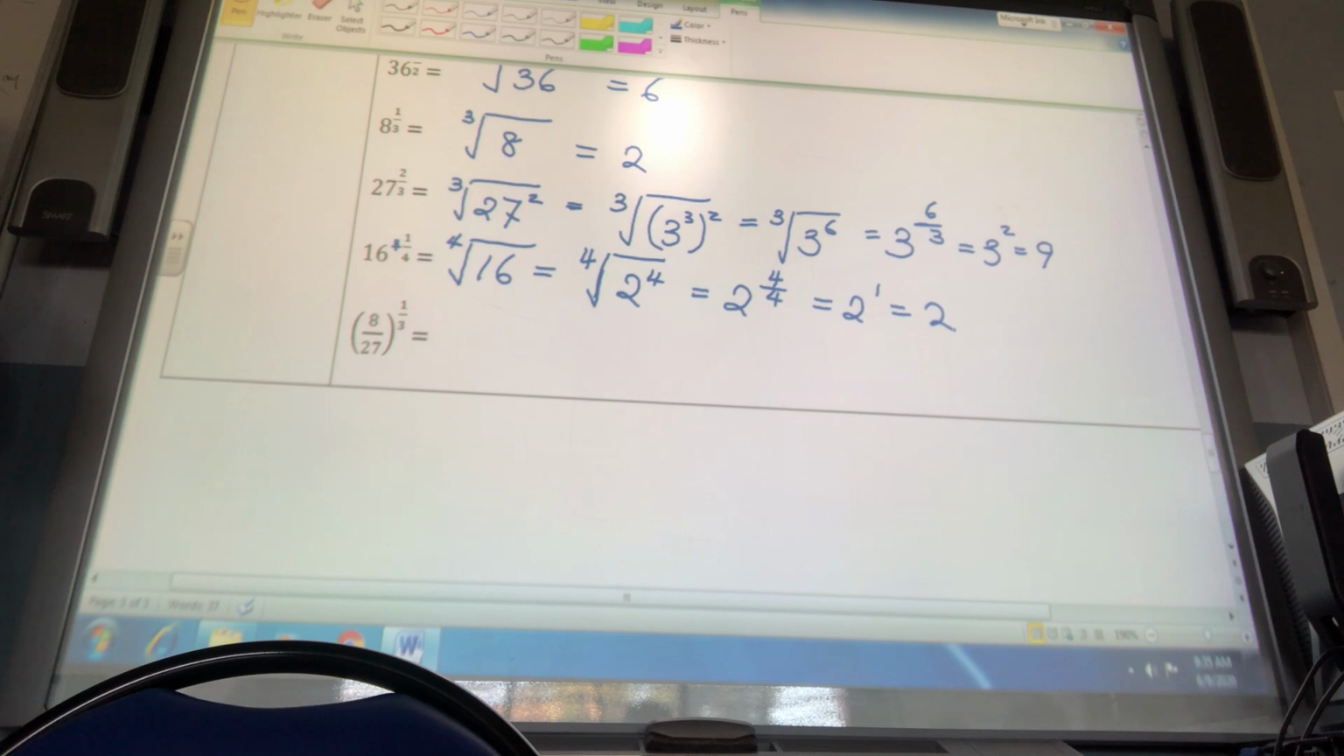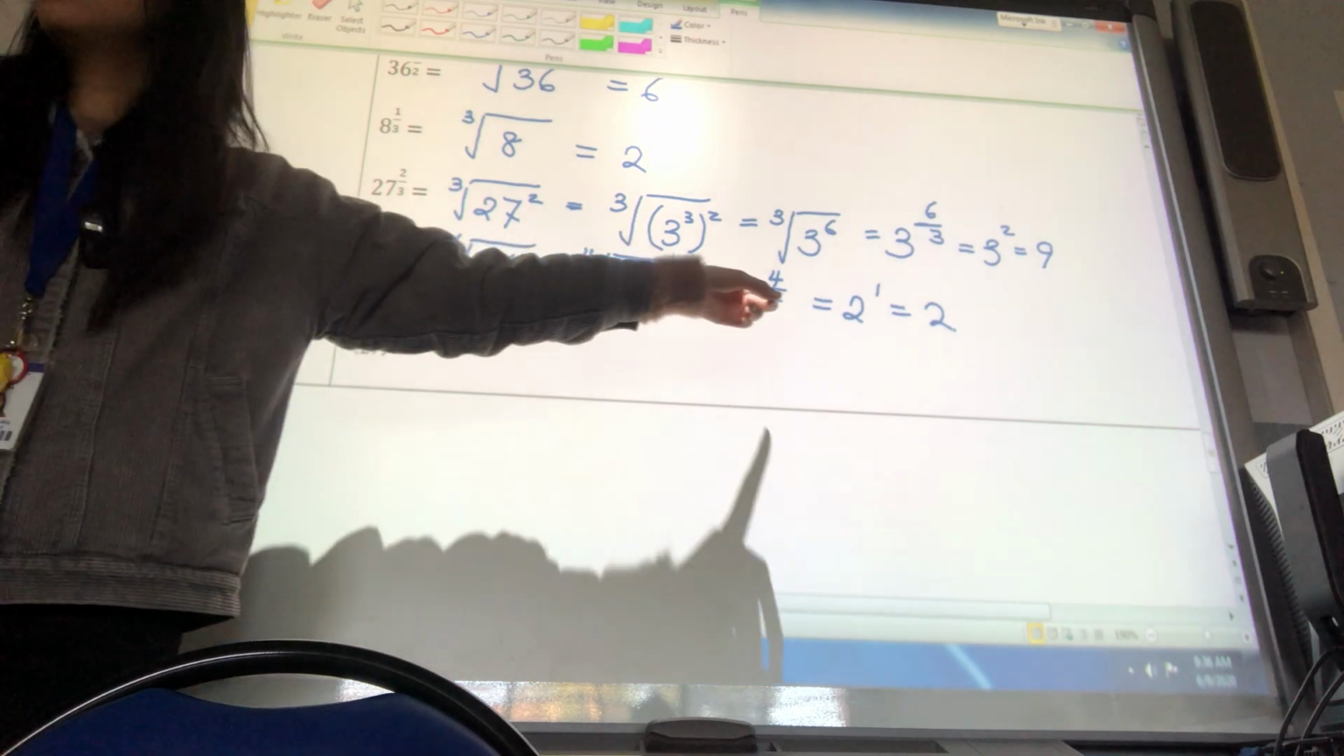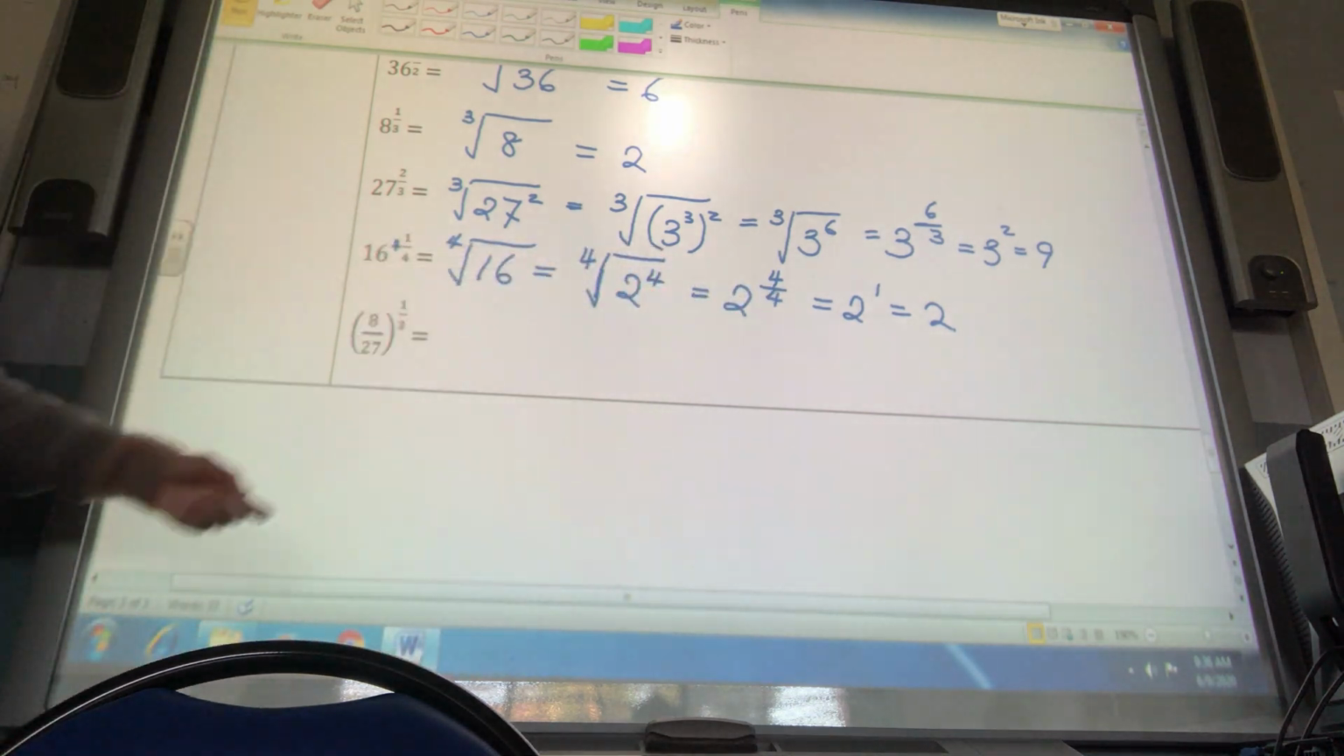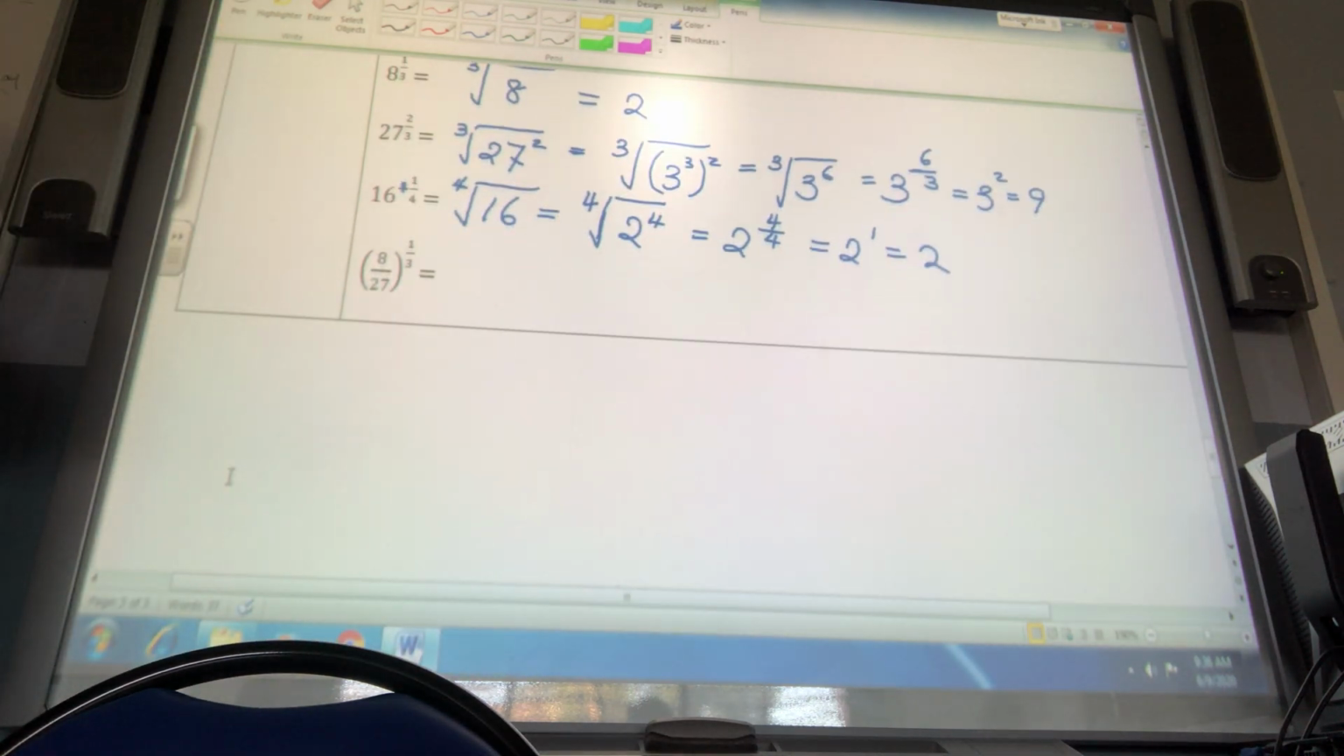I heard some of you say I can just easily use the calculator to do it. However, in some questions you need to derive it yourself. You can't just use the calculator. For the last part, can you just use the calculator? Yeah. Once you have 2 to the power of 4 over 4, you can put it into the calculator. Alright. Next one.